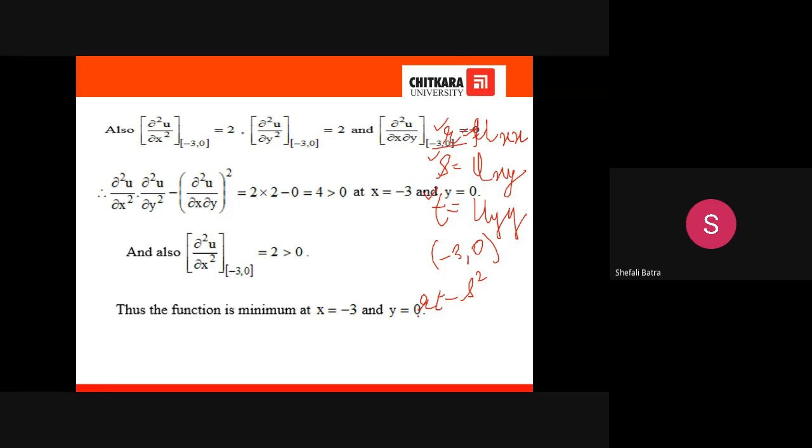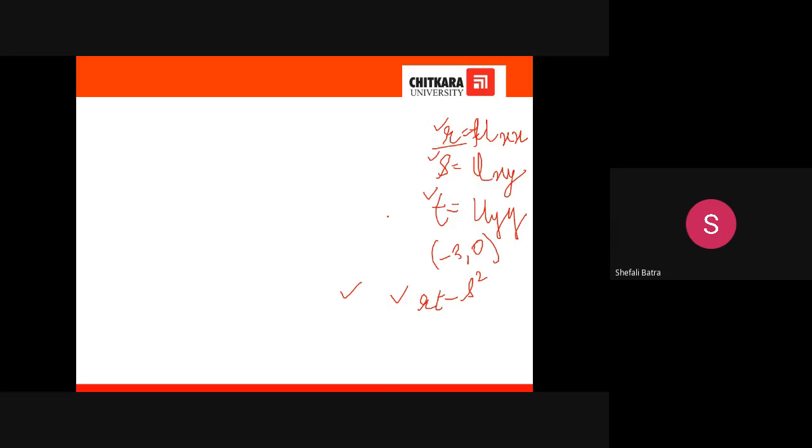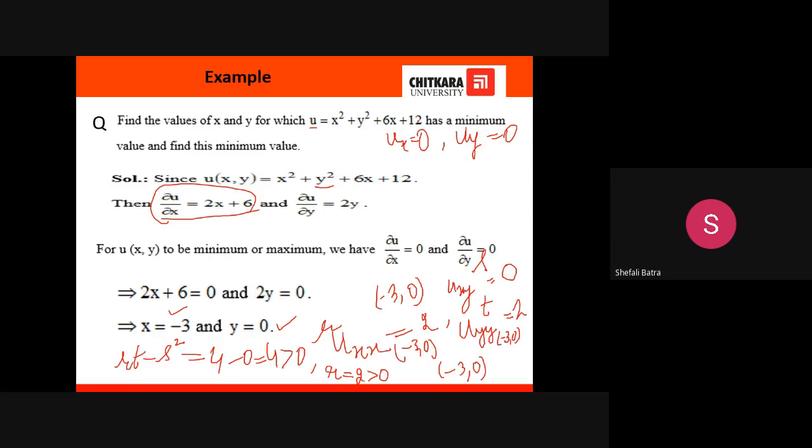Now find the minimum value of the function. Put x equal to minus 3 and y equal to 0 in your function. This is your function. Put the value x is equal to minus 3 and y is equal to 0 and let me know what will be the minimum value.